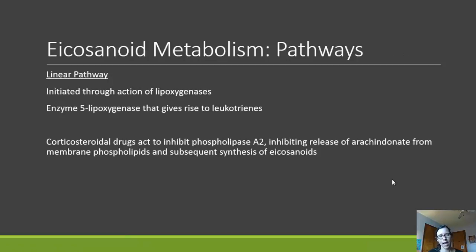Then we have our linear pathway, and this is initiated through the action of the enzyme lipoxygenase. It's a specific type of lipoxygenase that gives rise to our eicosanoids called leukotrienes. And corticosteroid drugs act to inhibit phospholipase A2, therefore inhibiting the release of arachidonate from membrane phospholipids and the subsequent synthesis of the eicosanoids from arachidonic acid.